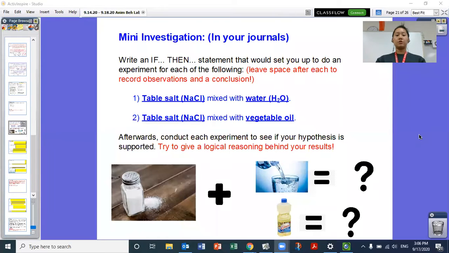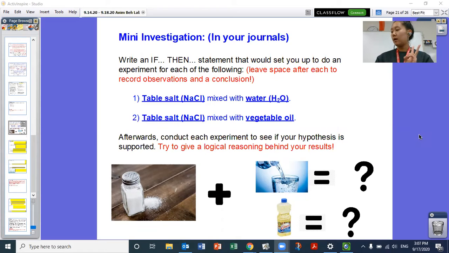So our mini investigation is going to be in your journals. Before we continue with chapter 2, I want you to title your mini investigation on a brand new page in your journal and write the date for today. And I want you to write 2 if-then hypotheses. Okay, the first one being about if we put table salt in water, what happens? And the second one being about if we put table salt in vegetable oil, what happens?